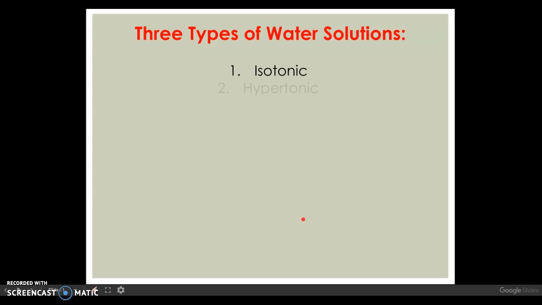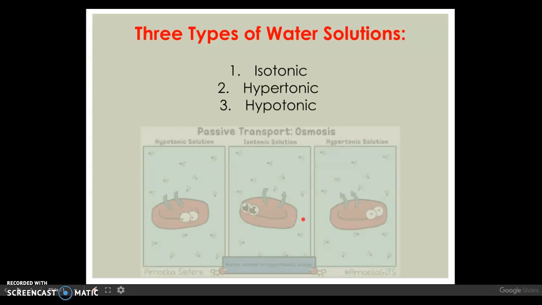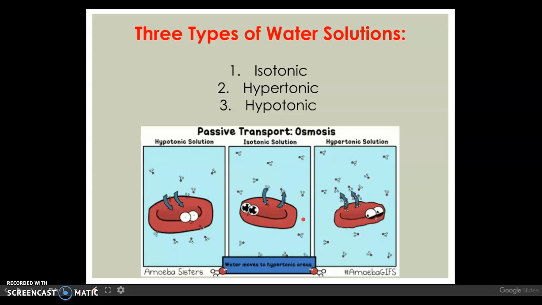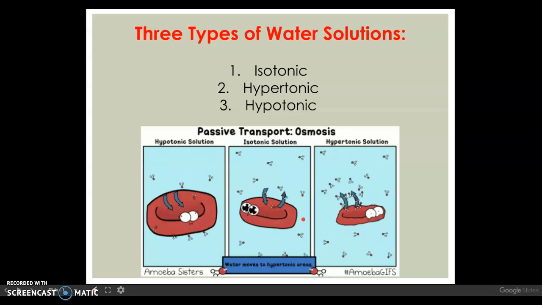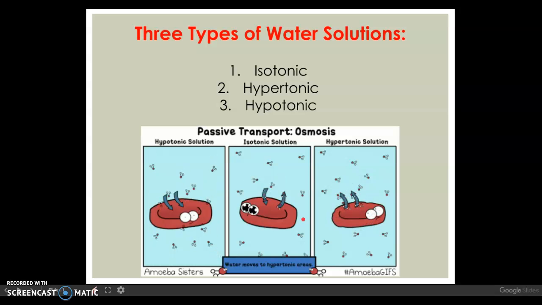There are 3 types of water solutions that we need to know. Whenever you see these words, you are still dealing with passive transport and the transport of water only. There are different types of solutions that cells might be in, and you need to know what happens to the cells in those types of solutions.